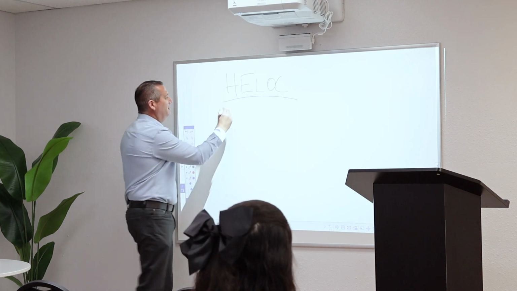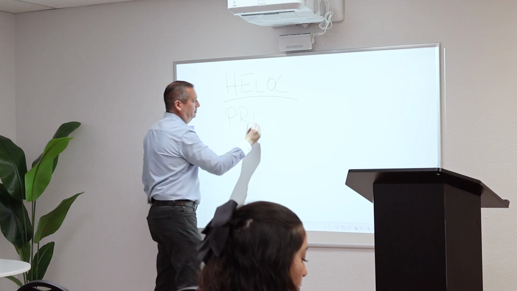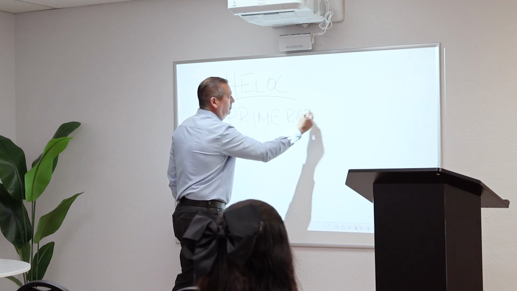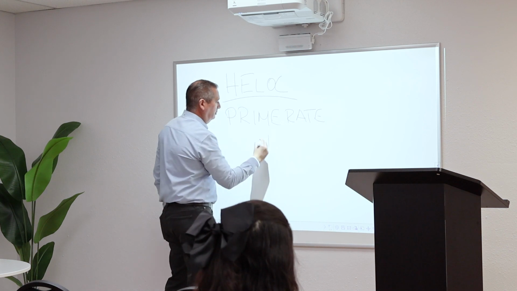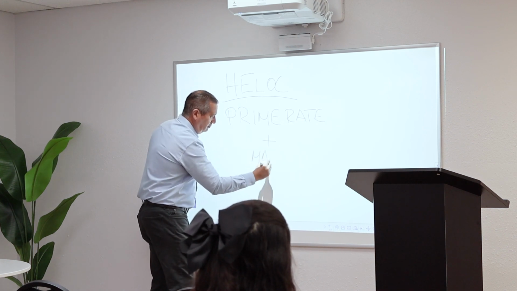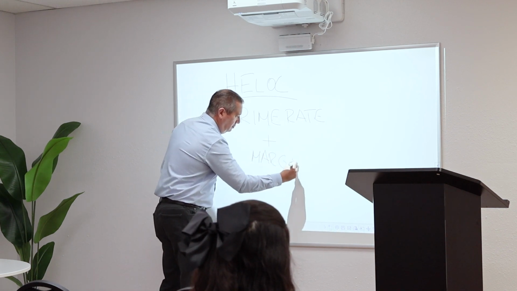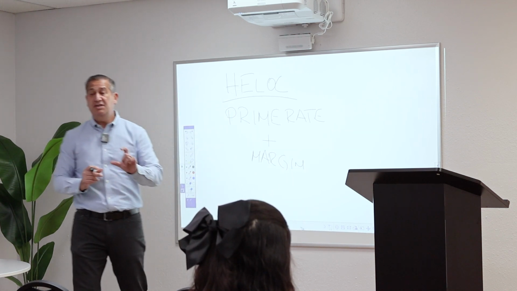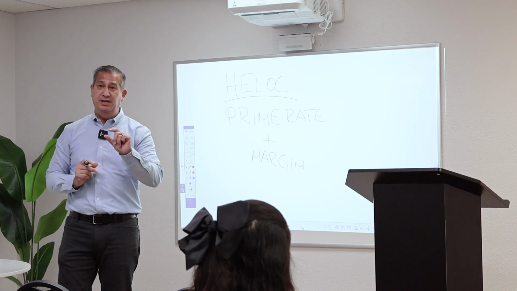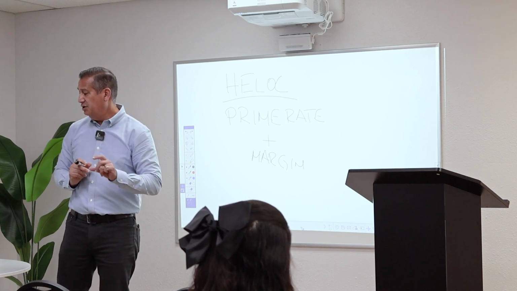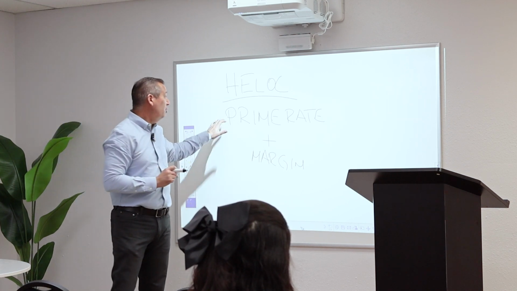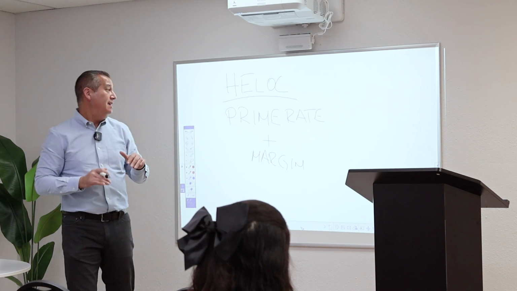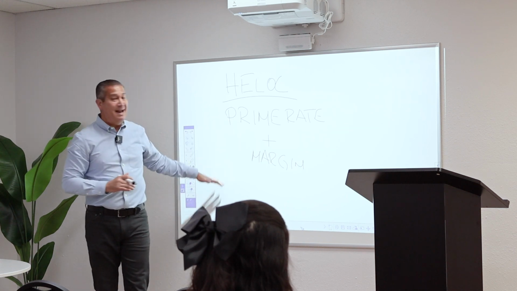Now, the rate is made out of a prime rate plus a margin. The margin is the amount that the bank is earning. The bank is always going to make that amount. And the prime rate is whatever the economic indicators are. And so you add them in.